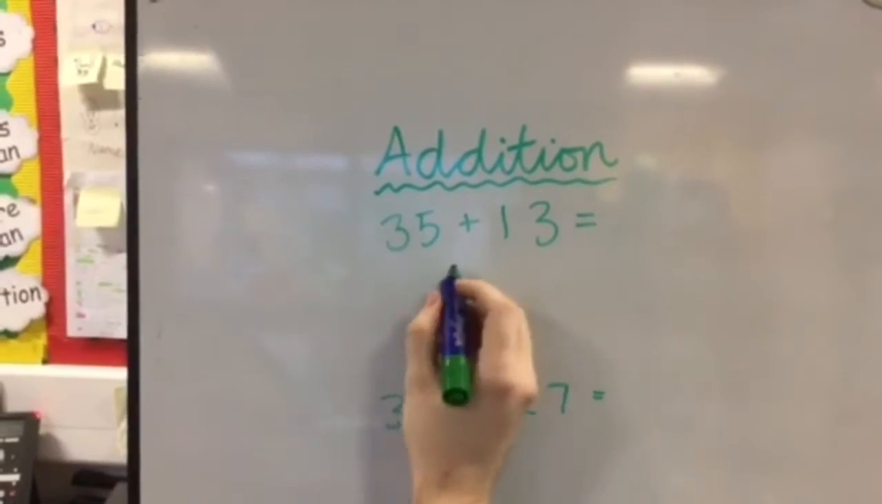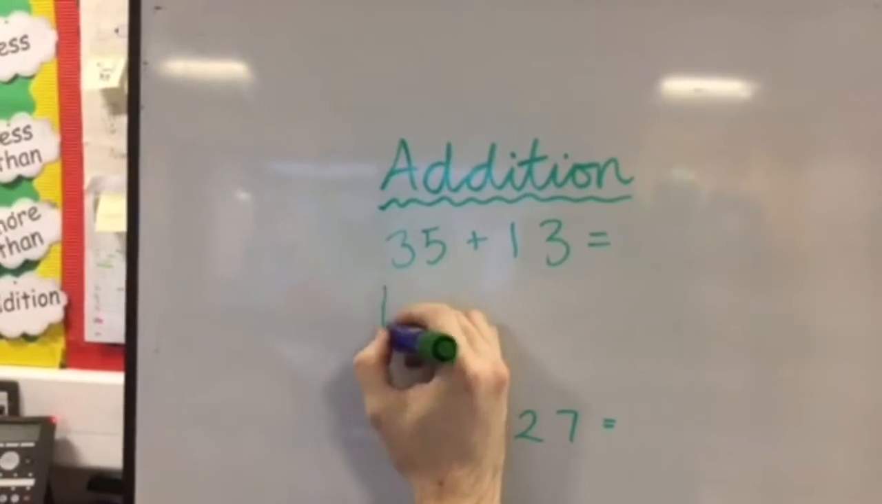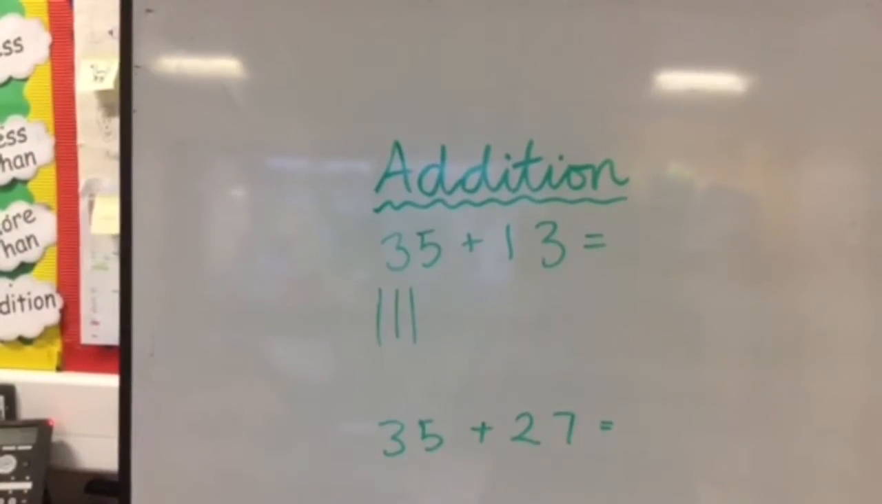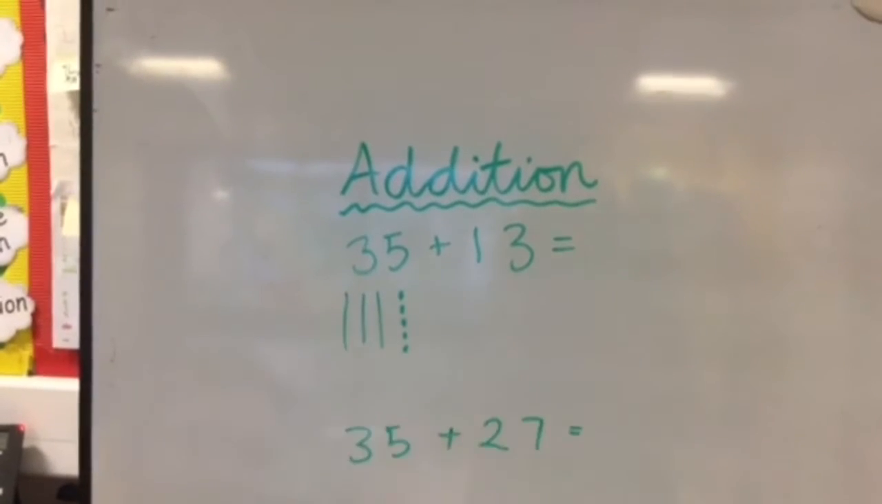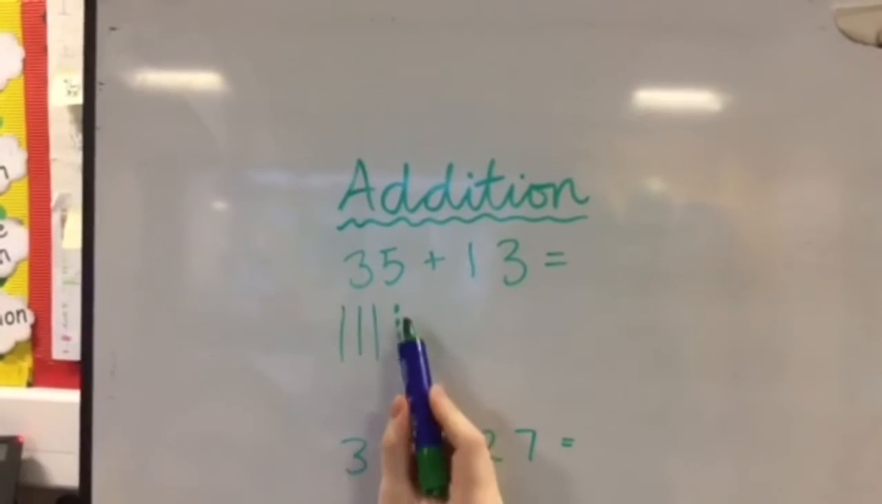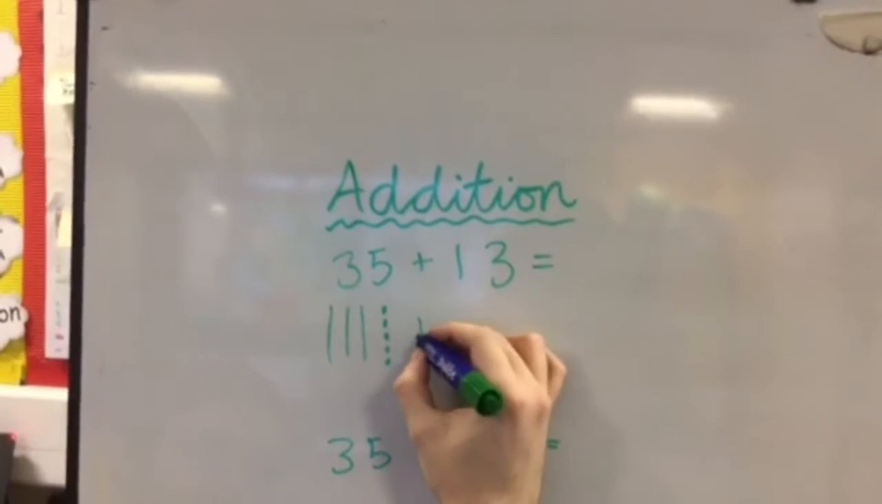Okay, so addition, we have to represent our numbers in our tens and ones. So 35 we represent as 3 tens, because we've got 3 tens there, and we've got 5 ones. So 1, 2, 3, 4, 5, and we can check that. So 10, 20, 30, 31, 32, 33, 34, 35.